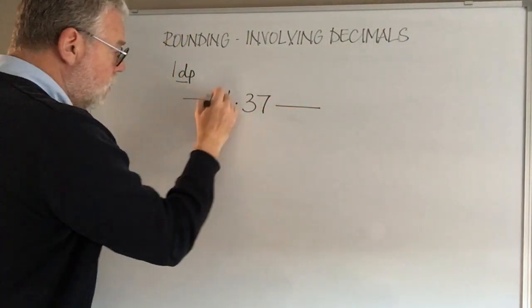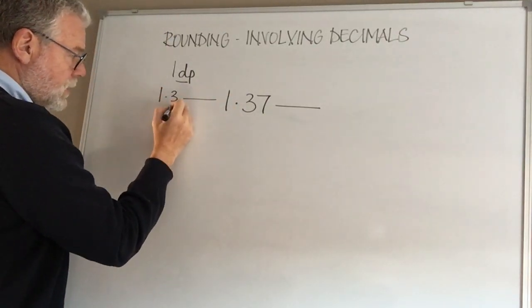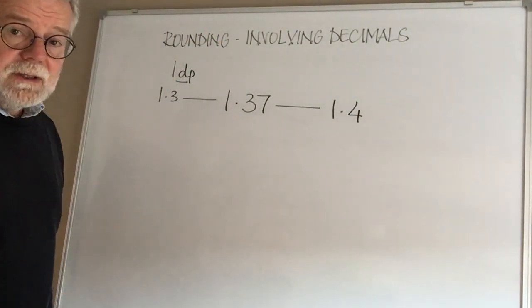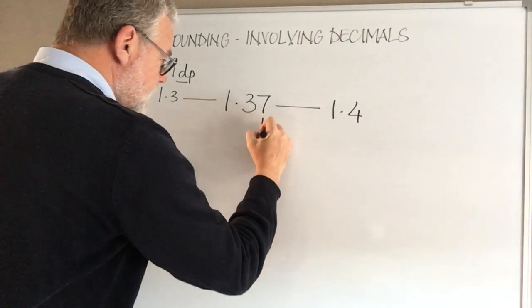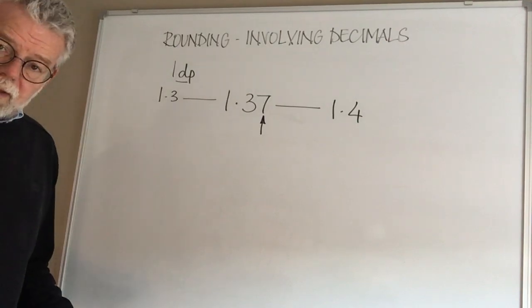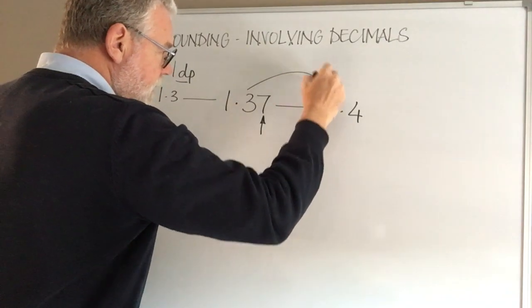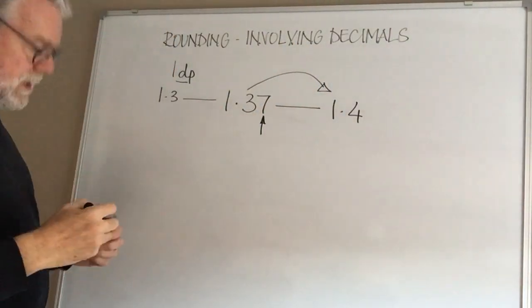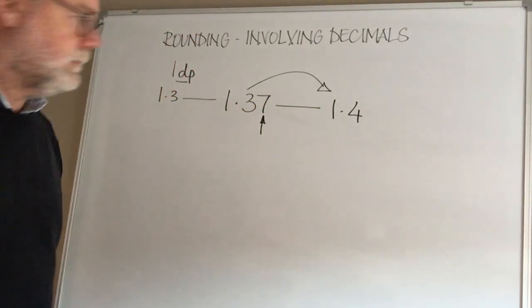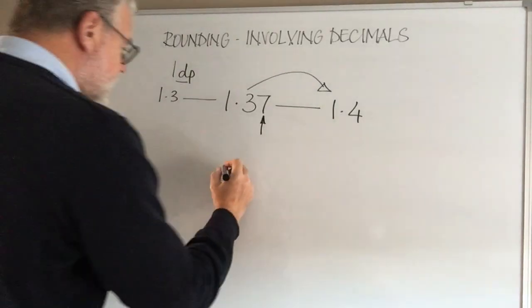Right, okay, now again, always think choices. What are our choices? Well, it could be either 1.3, there's our 1 decimal, or 1.4. Now this time, where do you think we're going to look to help us make the decision? Well, there it is. We're looking at our hundredths column this time. And because it's above 5, we can see straight away that 1.37 rounded to 1 decimal place would be 1.4.